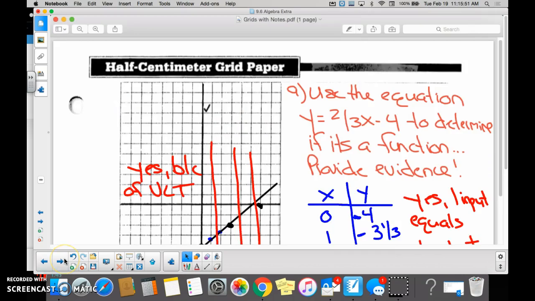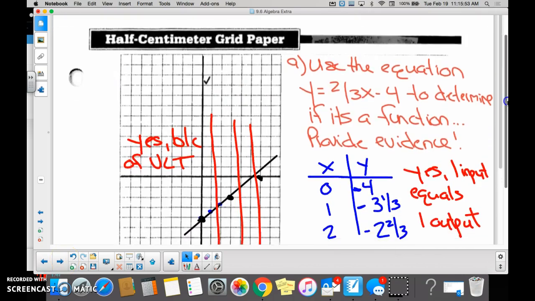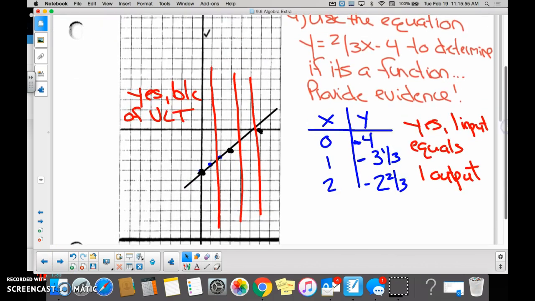Second graph. Use this equation, y equals 2/3 x minus 4. You could have just used this equation and graphed it, right? Slope-intercept, our y-intercept is -4. Our slope is rise over run, so rise of 2, run of 3. Rise of 2, run of 3. Connect your dots. Draw some vertical lines. Is it a function? Yeah.